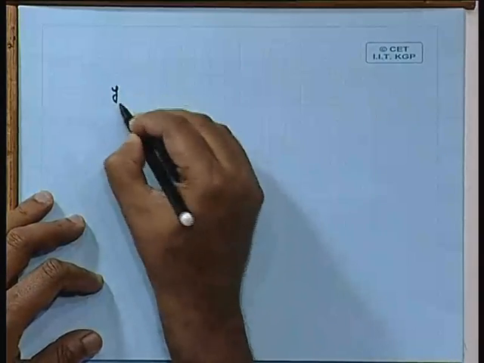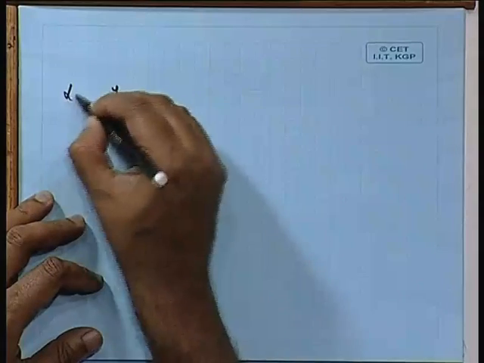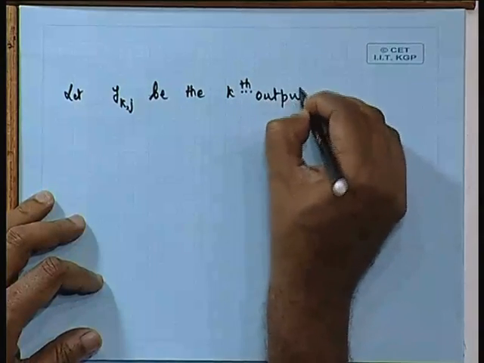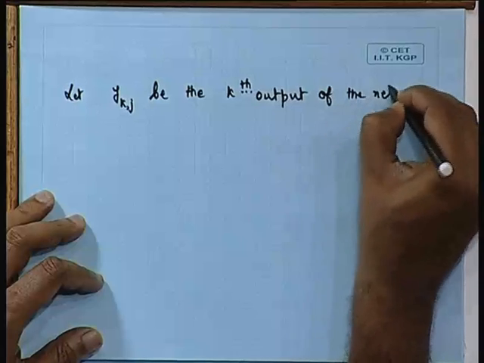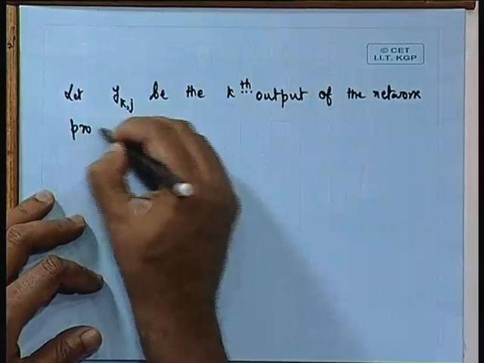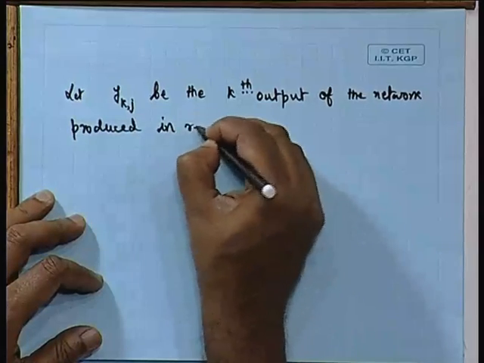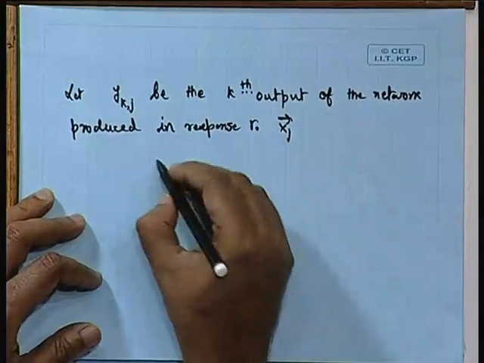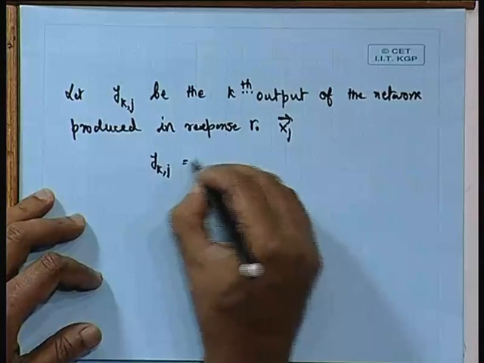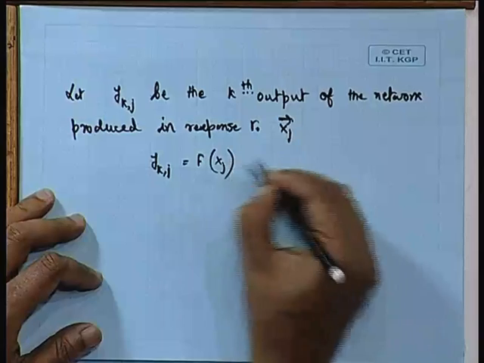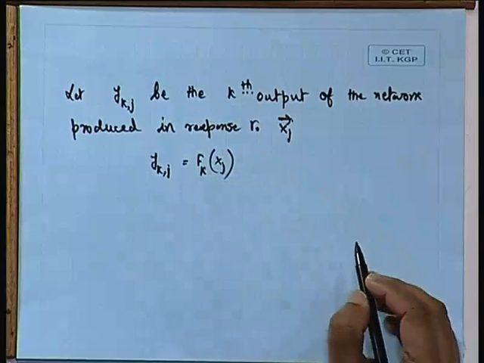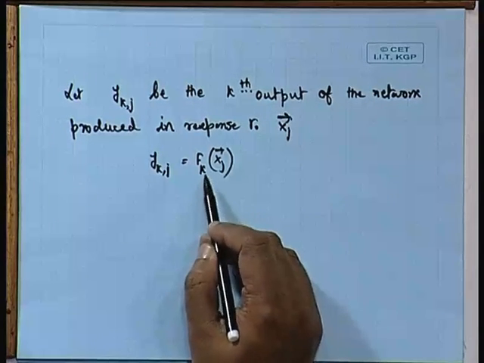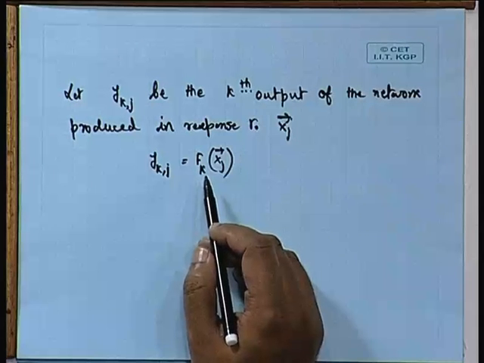So, let y_kj be the kth output of the network produced in response to x_j. We can write y_kj equal to f of x_j, where f is the function. In fact, we are going to write it as F_k of x_j, where F_k is the mapping function that is associated with the kth output neuron.